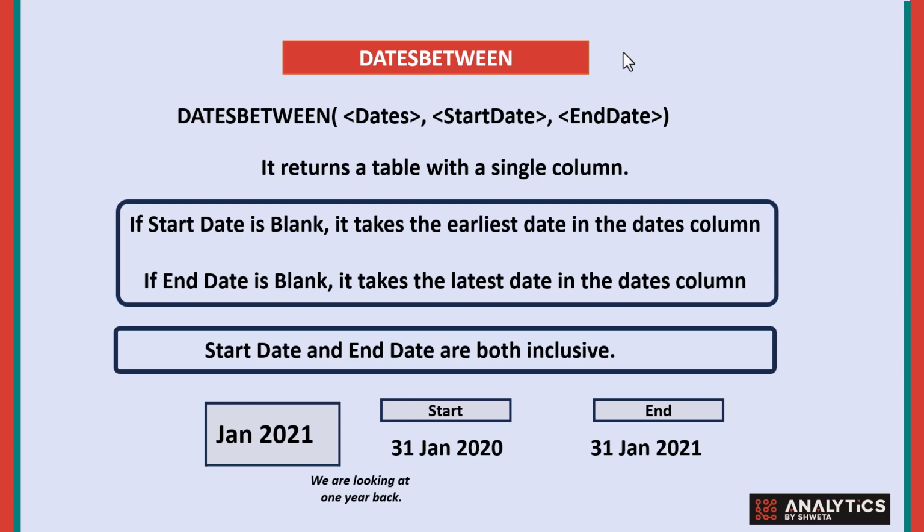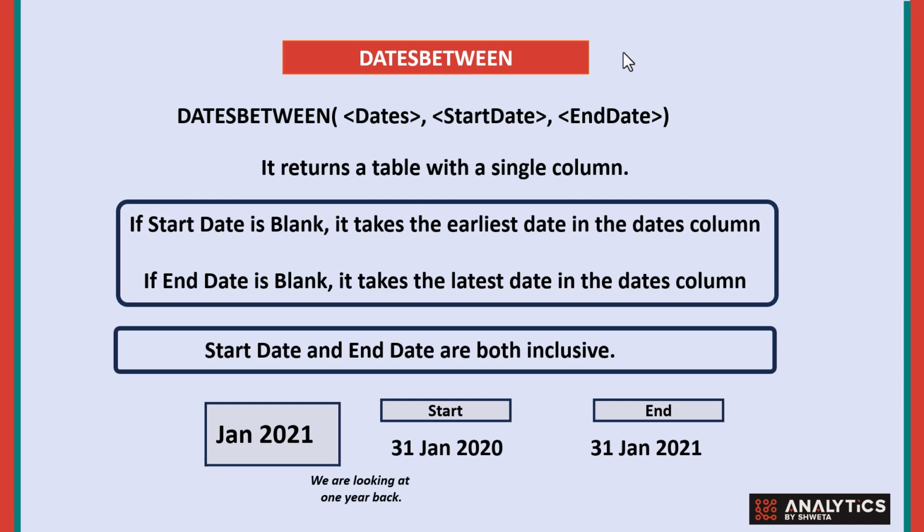In today's video, we will be learning about the DATESBETWEEN function in Power BI. DATESBETWEEN takes three parameters. First, it takes a date column, then it takes a start date, and then it takes an end date. It will return to us a table with a single column.